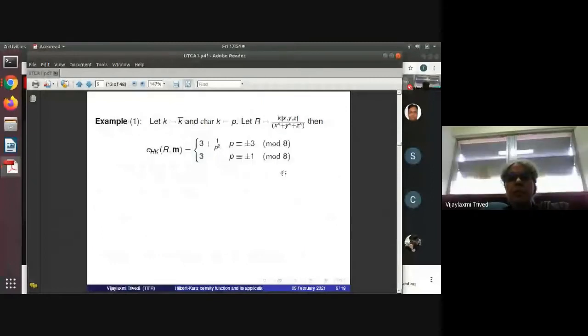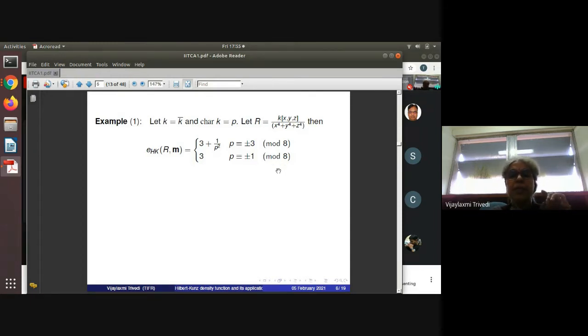Now we are looking at an algebraically closed field of characteristic P, and this is the ring R. If I take Proj of R, it's the famous Fermat cubic. So this is a very nice curve to have. Now they have computed that the HK multiplicity of R is 3 plus 1 upon P squared if P is in the congruence class of 3 mod 8, and is 3 if P is in the congruence class of 1 mod 8.